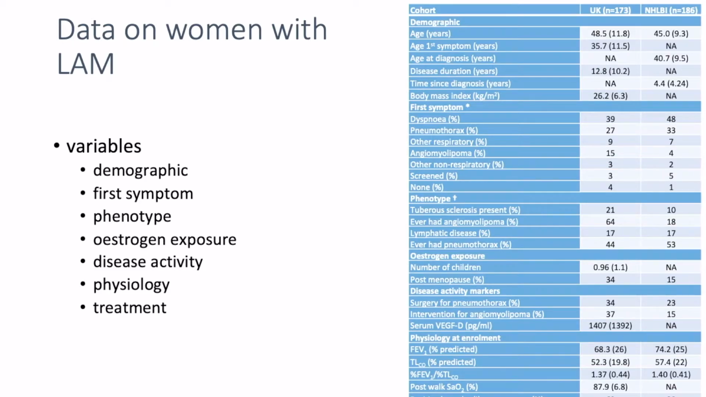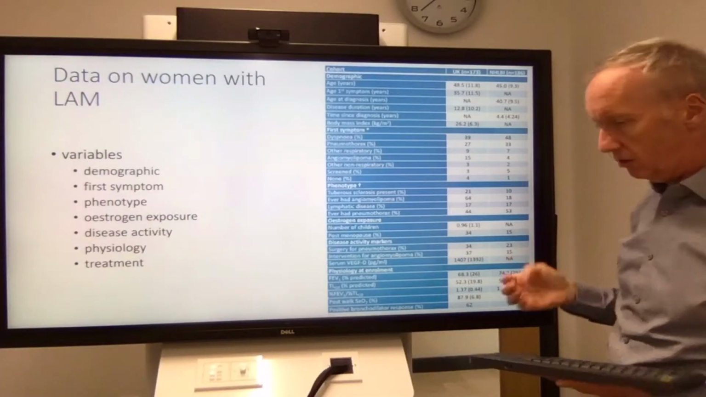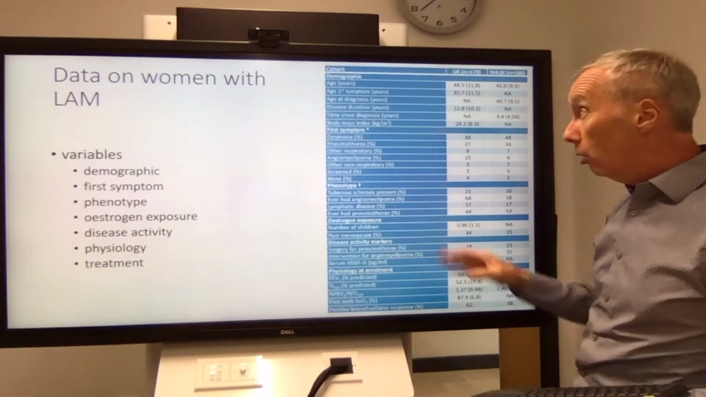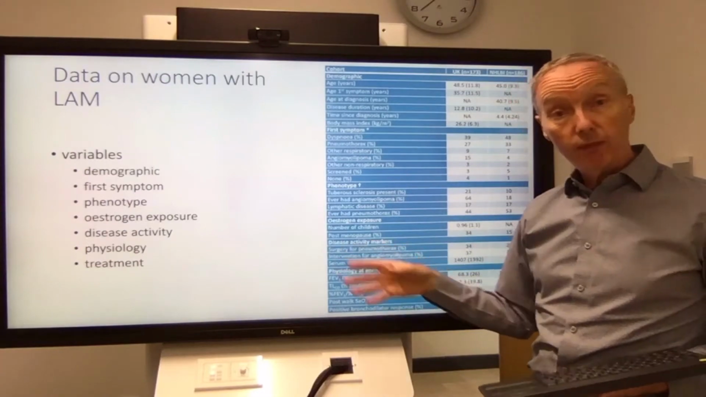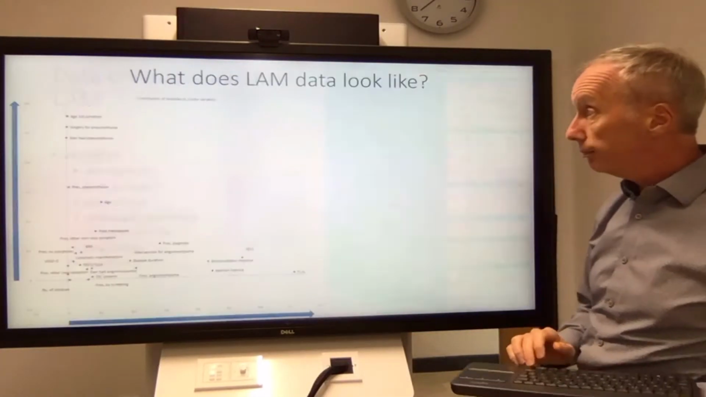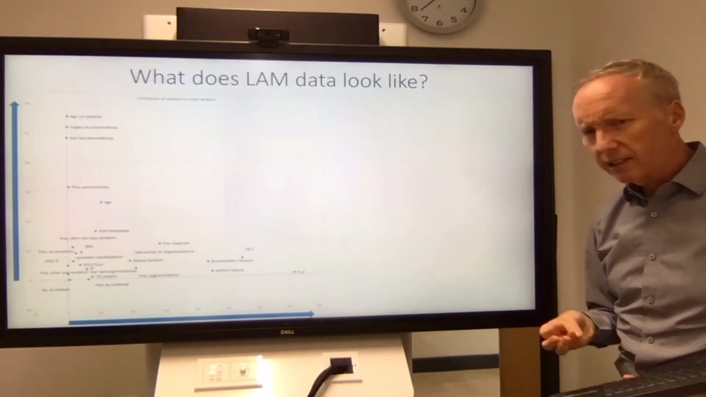So we had all of these data for both cohorts, which is nearly 400 patients or so. So just for the UK cohort, that was over 4,500 individual pieces of data. So, and this is what the data looks like.